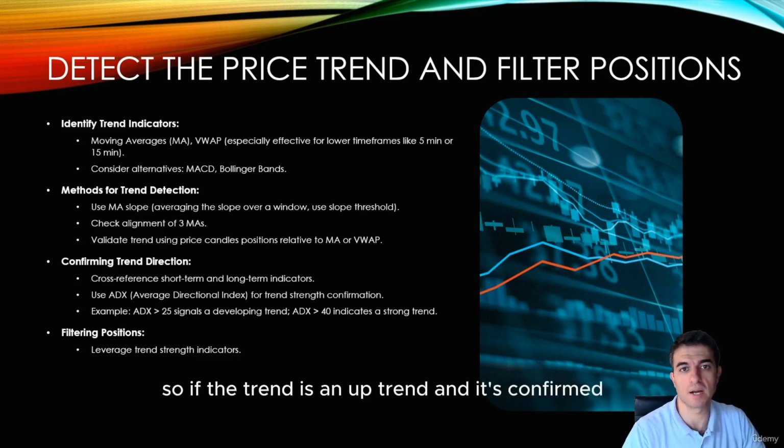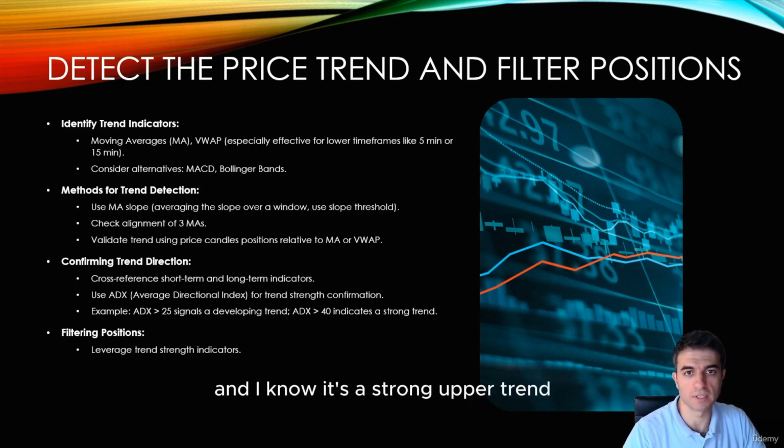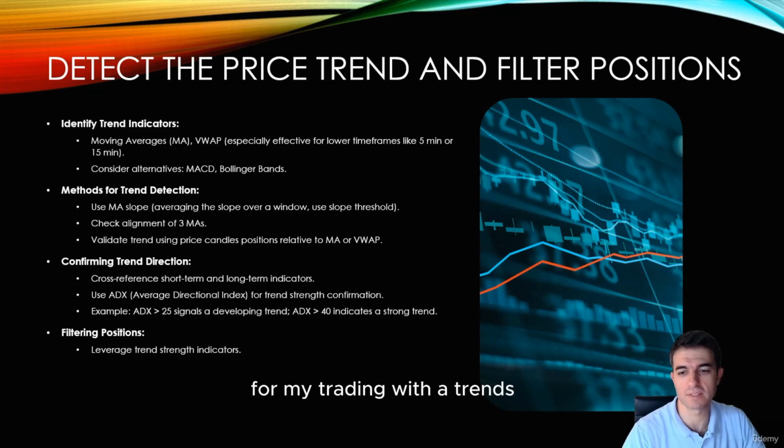So if the trend is an uptrend and it's confirmed, and I know it's a strong uptrend, in this case, I will only consider long positions. I would never go against the trend or against the market using short positions in such a situation. In the opposite direction, if you have a downtrend and it's confirmed with a certain strength above, let's say, 25 or above 30 ADX, then in this case, we will only look to short the market and would never try to go against the market because the odds wouldn't be on our side. This is how I use filtering positions for my trading with the trends.